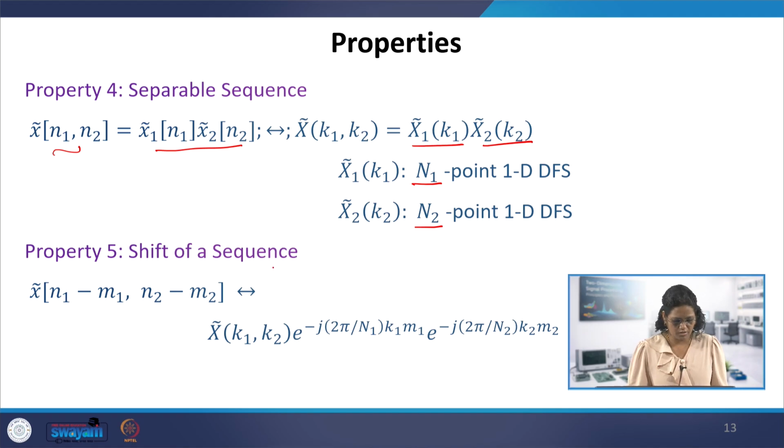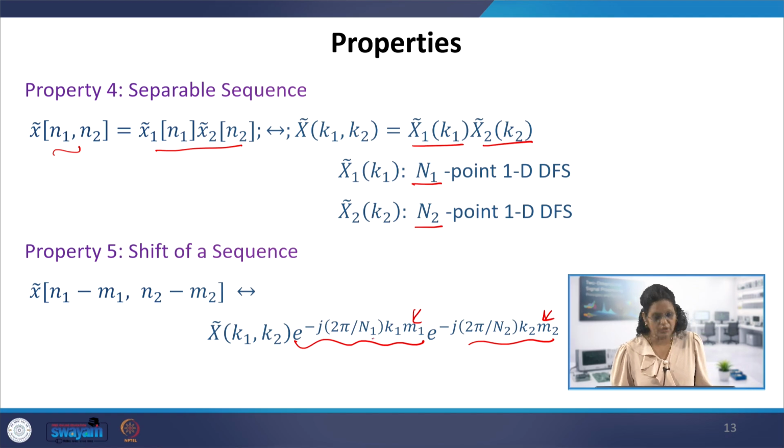For a shift sequence, the property is, if a shift delay of m1 and m2 results in a multiplication of e power minus j 2 pi k n1 m1 for the delay, and then similarly m2 delay in n2. So this we had seen in 1D as well. This is simply extended to 2D of this in the frequency domain. This is causing the phase change.